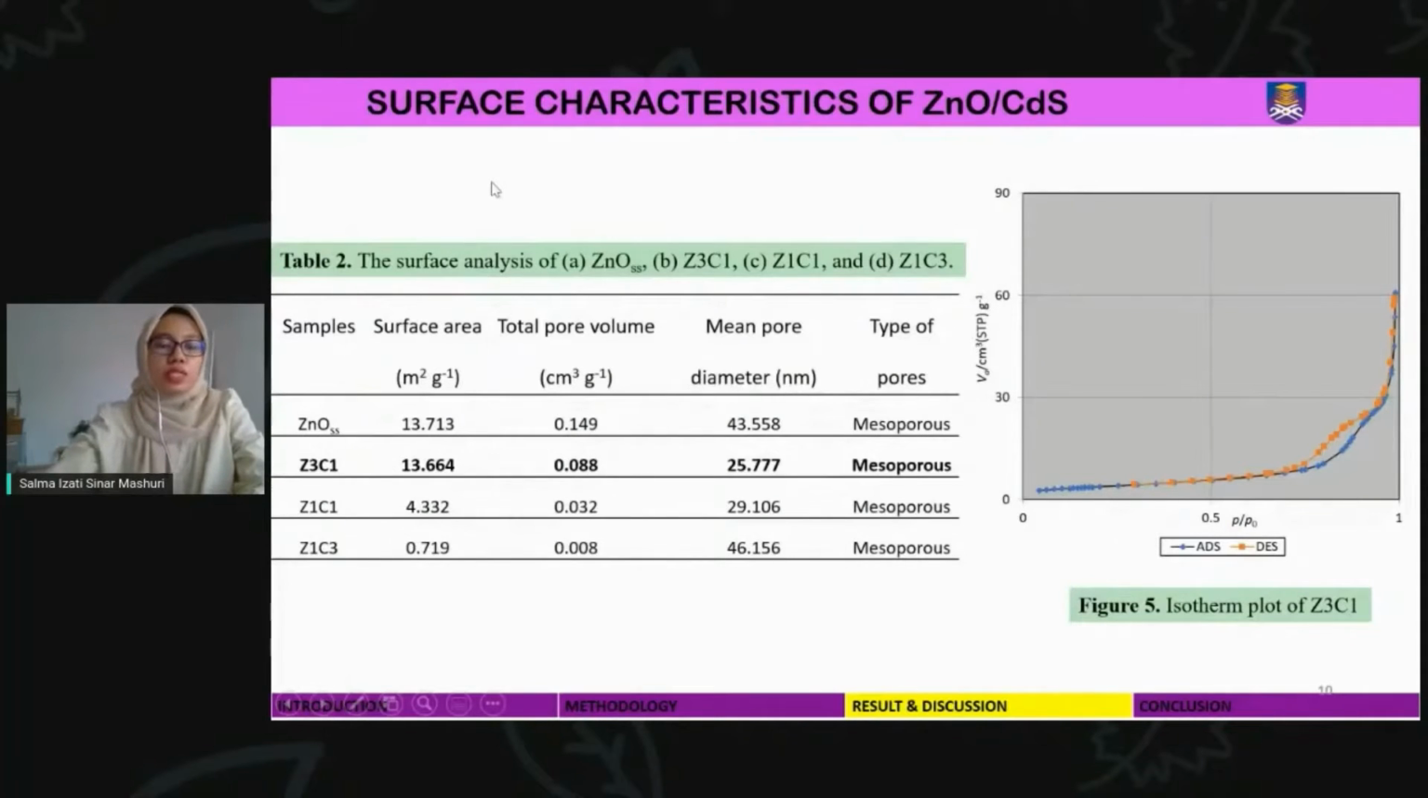What happened to the surface analysis? Compared to pure zinc oxide, when we loaded more cadmium sulfide, the surface area became lower, the total pore volume decreased and the mean pore diameter increased. However, the type of pore is still mesopore. So what is the advantage of mesopore? Because it has hysteresis from the isotherm plot here. What is hysteresis? Hysteresis is where the material is able to do adsorption and desorption.